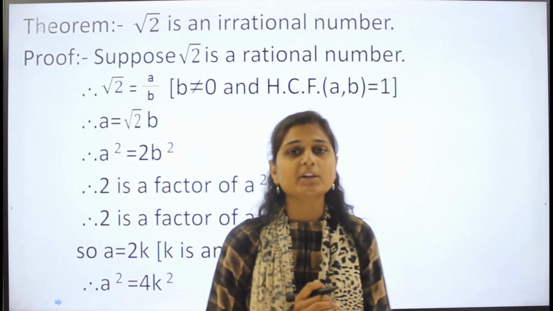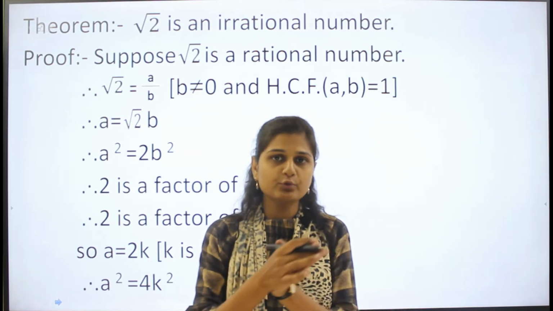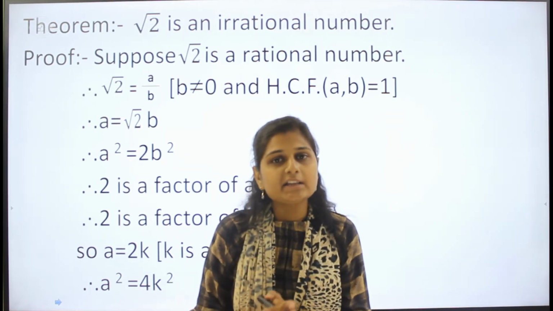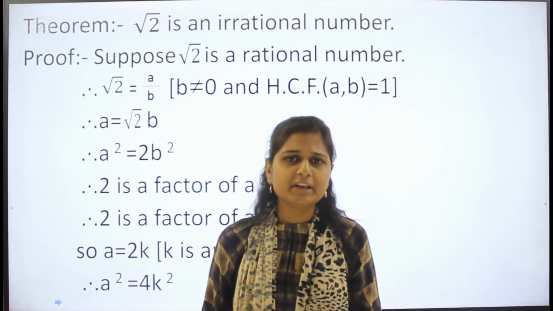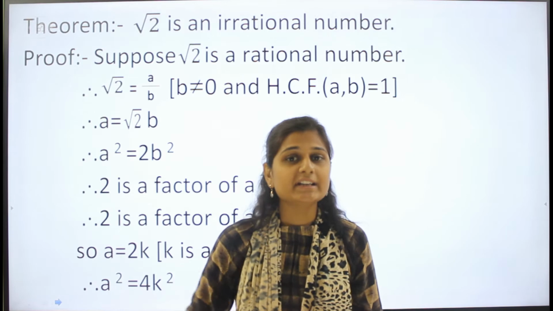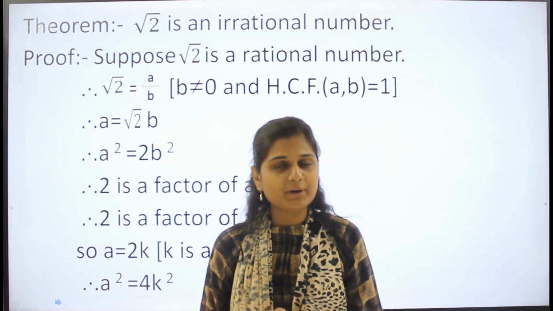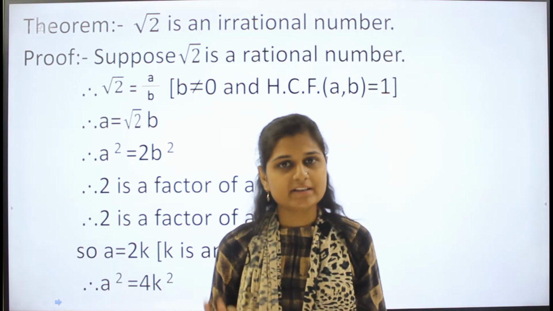What is the meaning of contradiction? Contradiction means we have to prove it in reverse. They say that the given number is an irrational number, so what we take is that the given number is a rational number. Suppose the given number is a rational number, and at the end we will prove it wrong.